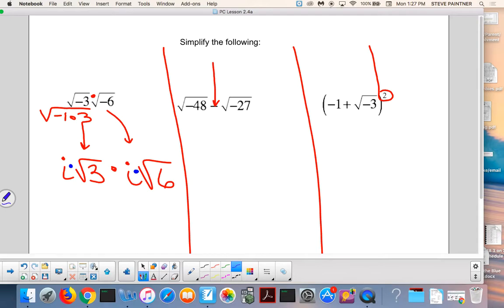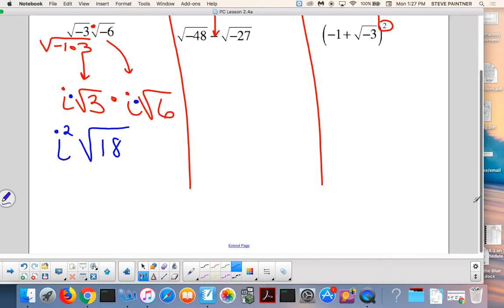You guys see nothing but what here? Multiply, multiply, multiply. Just do what seems easy. What's i times i? i squared. What's the square root of 3 times the square root of 6? Square root of 18, yeah. i squared times the square root of 18, but what about the square root of 18?